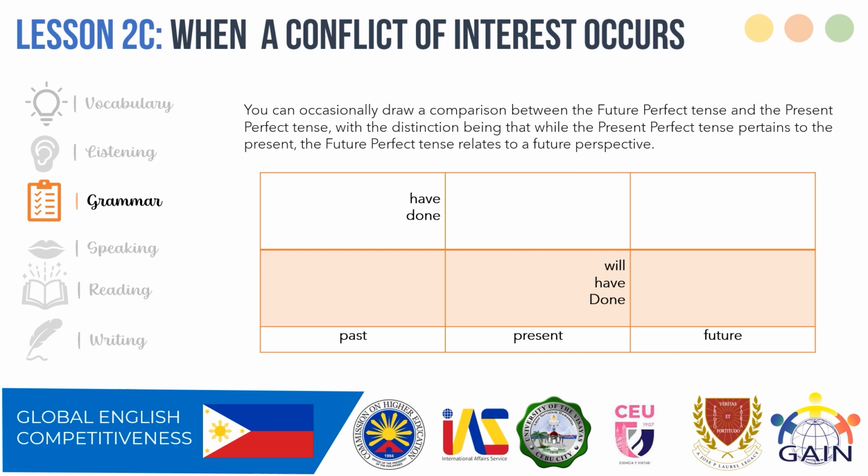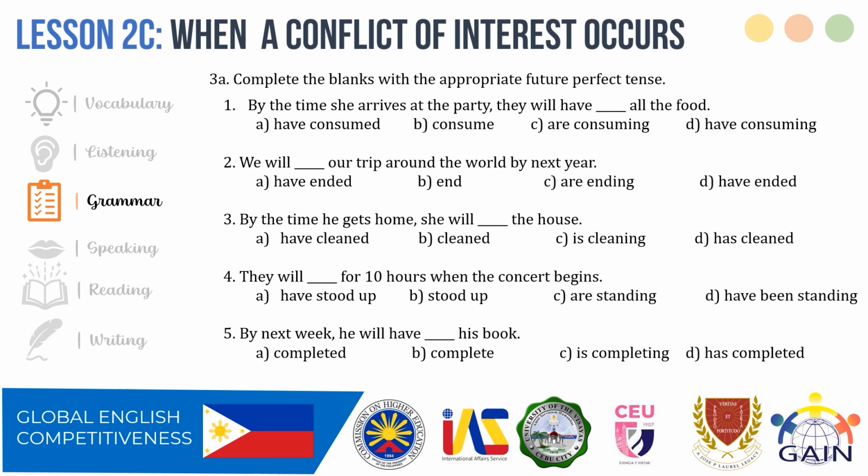Here's a visualization of the future perfect tense and the present perfect tense. The present perfect tense pertains to the present, and the future perfect tense relates to a future perspective. It's time to put your grammar knowledge to a test. Complete the blanks with the appropriate future perfect tense. Pause the video to start answering items number 1 to 5. Here are the correct answers.